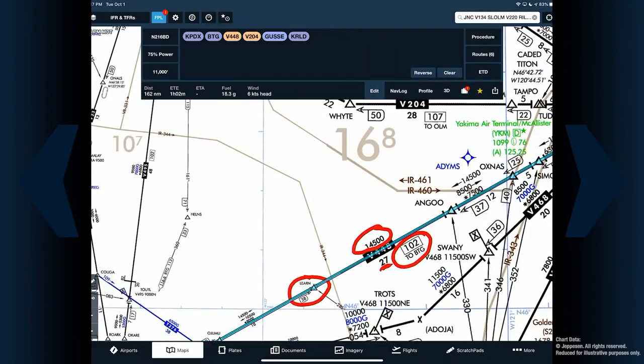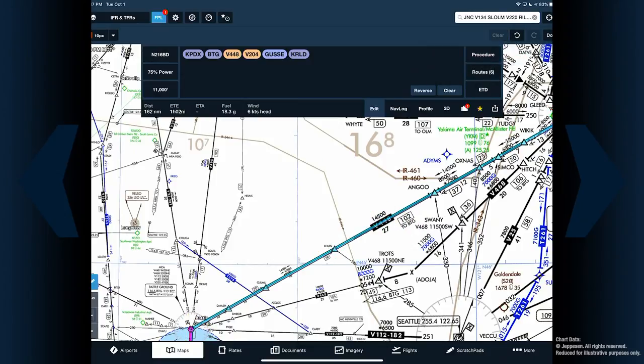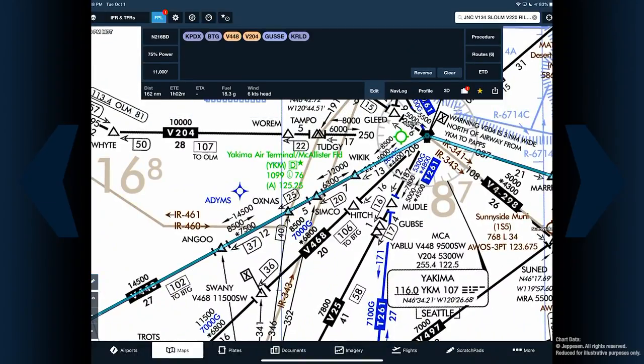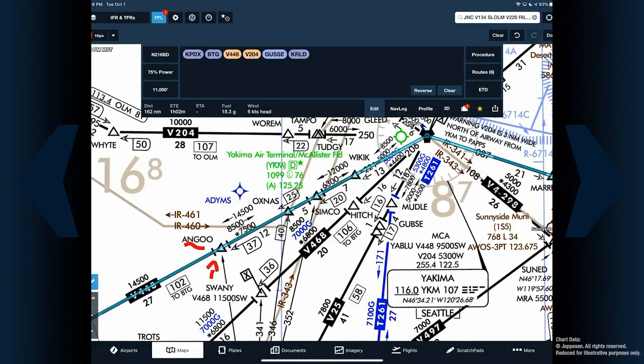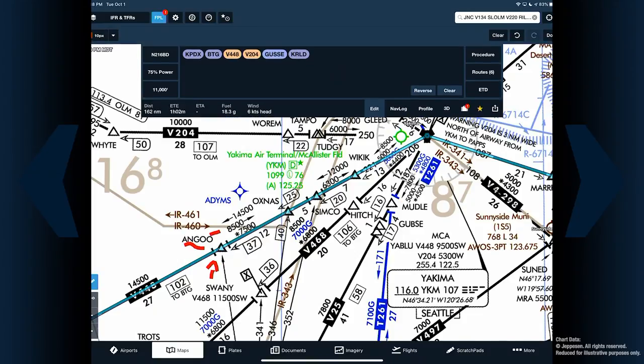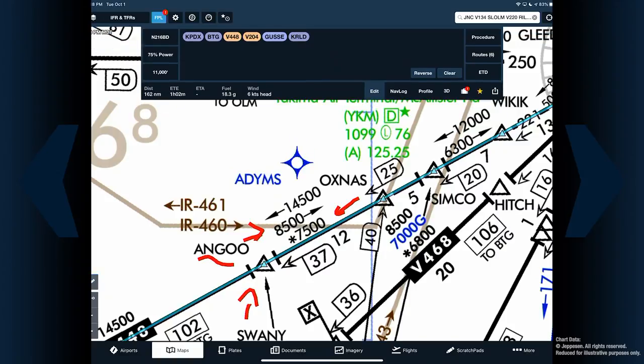Okay, let me clear this out. As we move past Angu, you can see we end up with another set of brackets on that fix. That means our minimum altitudes are changing again. We're headed northeastbound, so we have two numbers here. We have 8,500 feet. That's our minimum en route altitude. And 7,500 feet preceded by an asterisk. That is our minimum obstruction clearance altitude, or a MOCA.